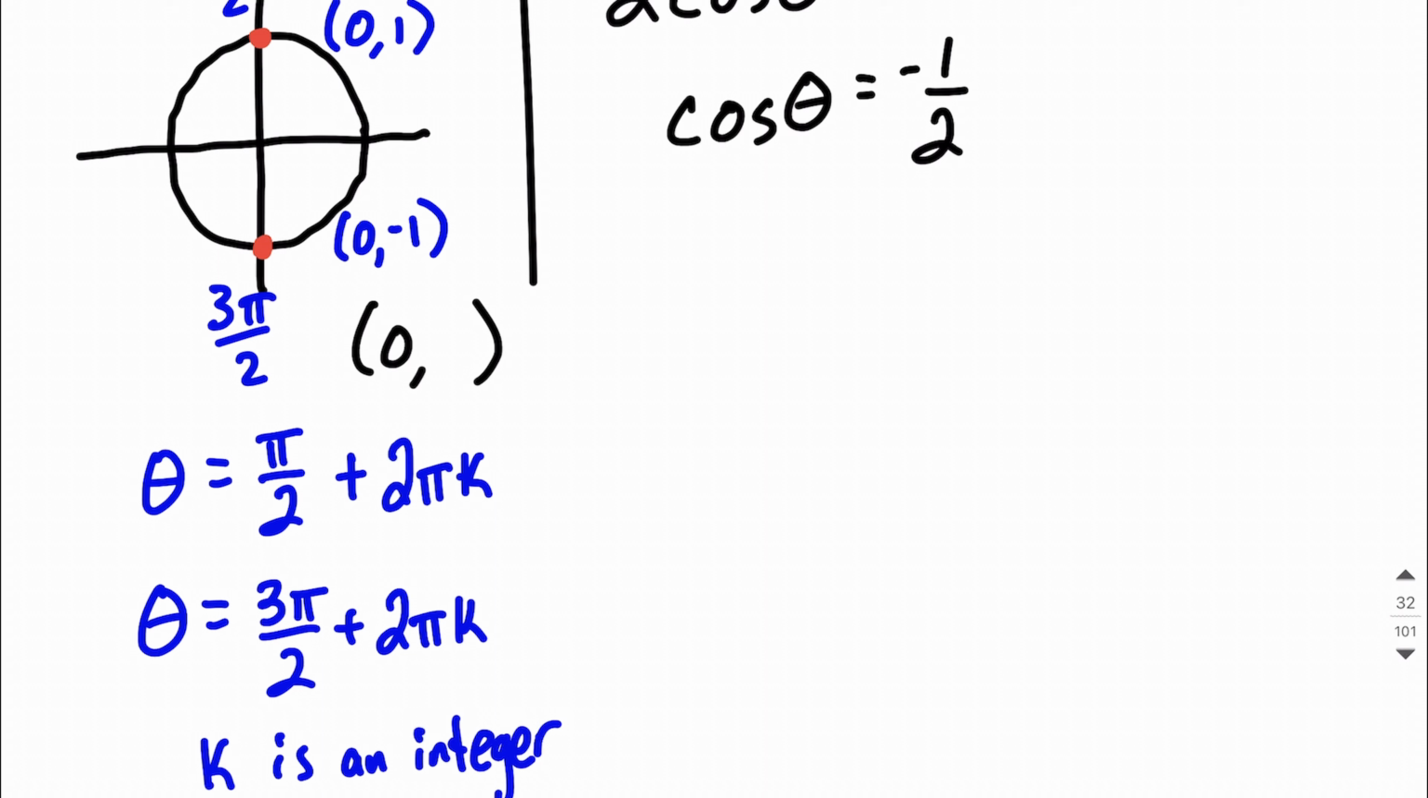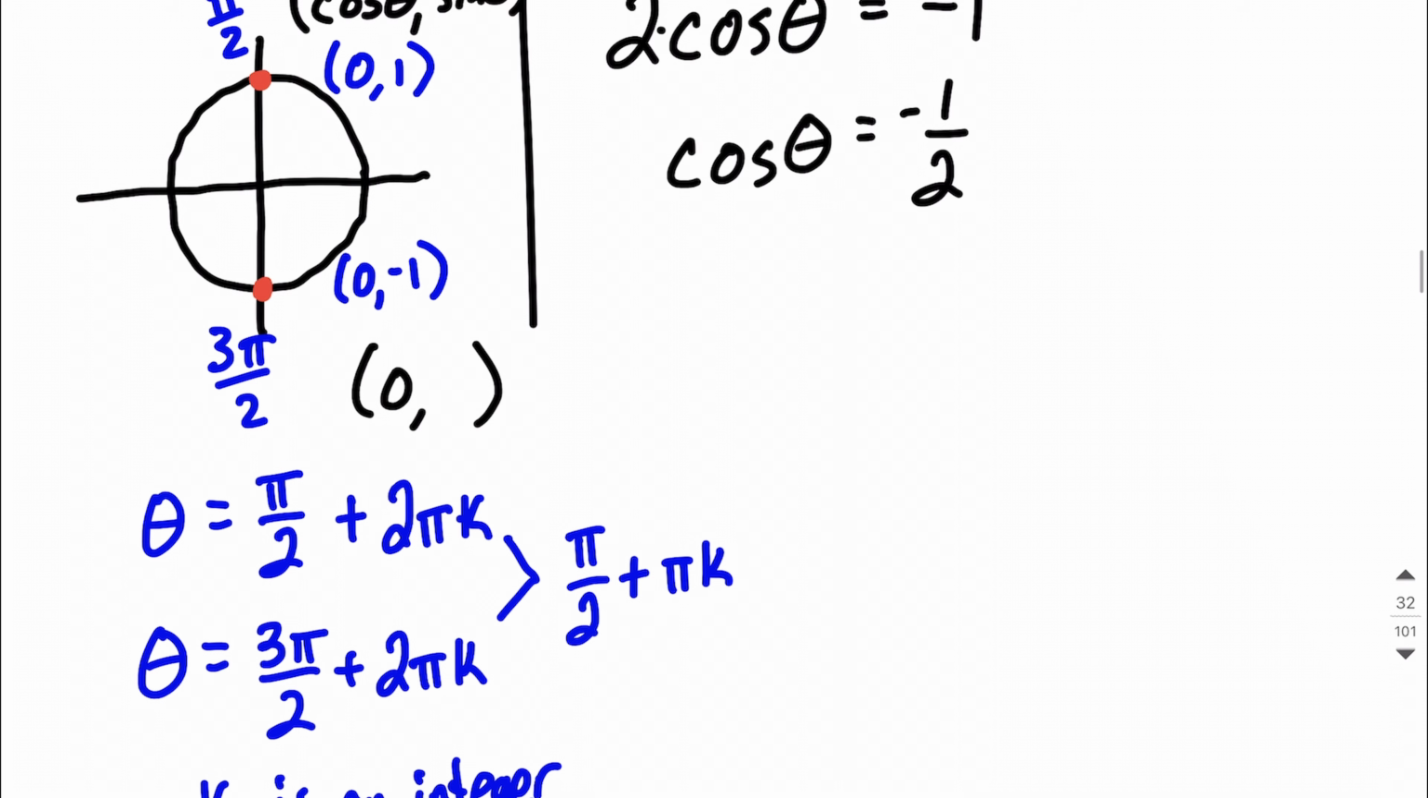Now how it works out is these two can actually be combined together. If you wanted a cleaner solution, that works out to be pi over 2 plus pi multiplied by k, because it keeps repeating itself every half time around the circle. You get an additional solution, and half the way around the circle is just pi instead of 2 pi. So if you wanted to combine them, you could make it a little bit cleaner with this as your final solution.